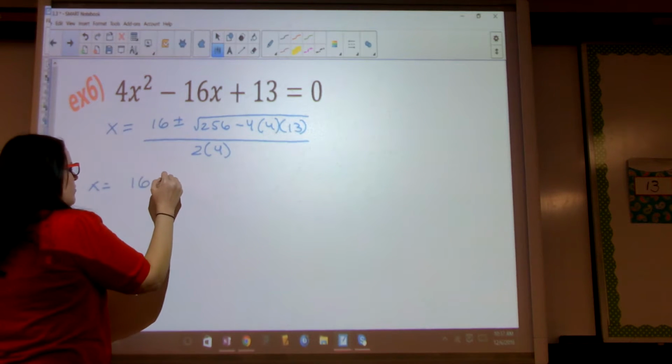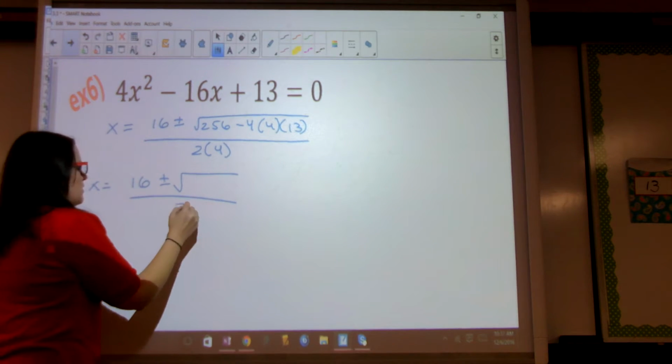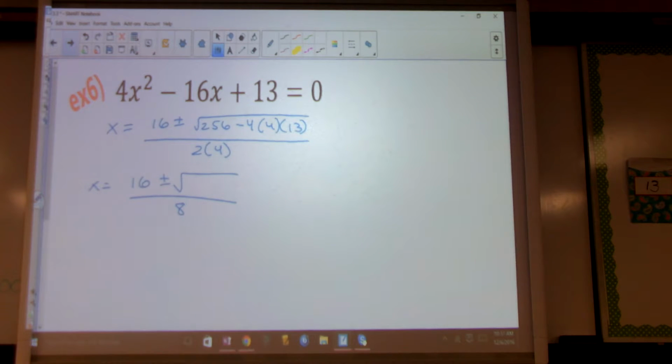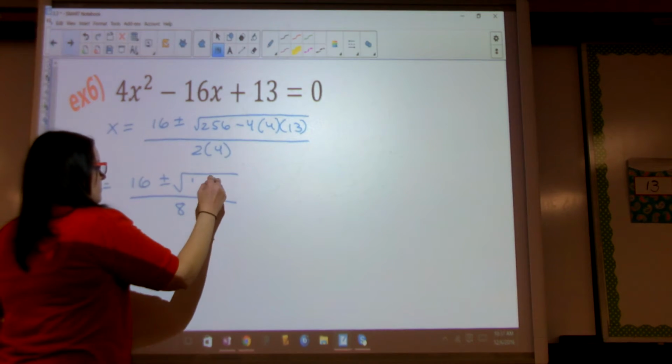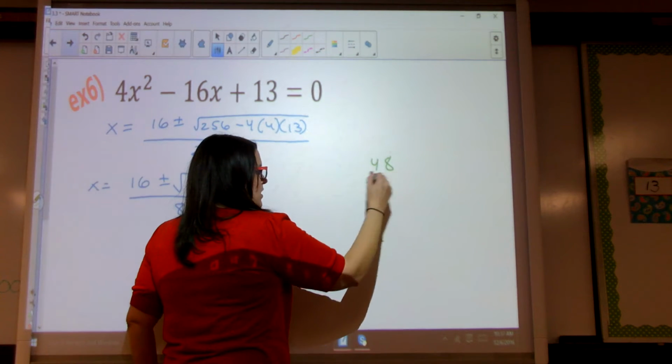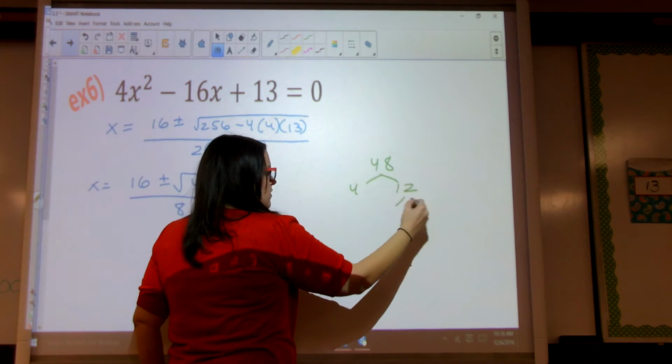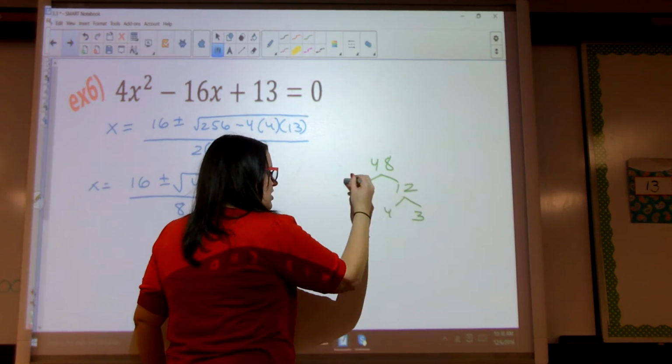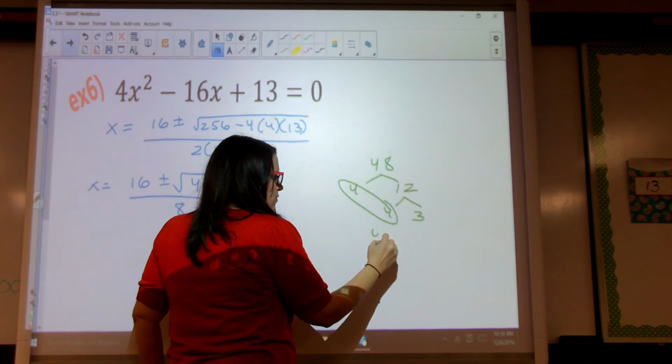Okay, let's clean up that square root. Type just the inside. Don't put the square root in, just type the inside. Be a decent number, I think. 48? Yes? Second? See 4 and 12. You're going to do 4 and 3. You can keep going on your trees, but I already see a pair. I stop when I have a pair. So I have 4 square root of 3.